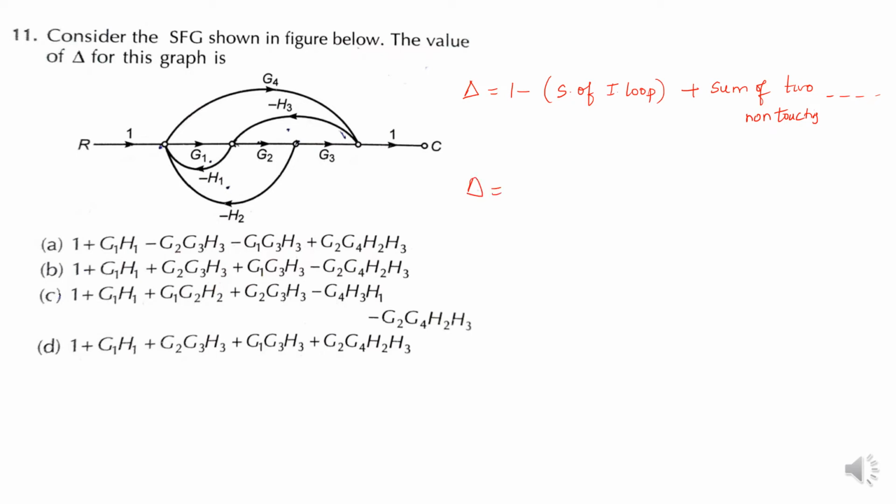So delta 1 minus sum of the first loop is G1 into minus H1, minus G1 H1. And next, I am going to find out the second loop. So this is the second loop, minus G1 G2 H1 H2. And next, the third loop. This is the third loop, that is minus G2 G3 H3. And next, the fourth loop.